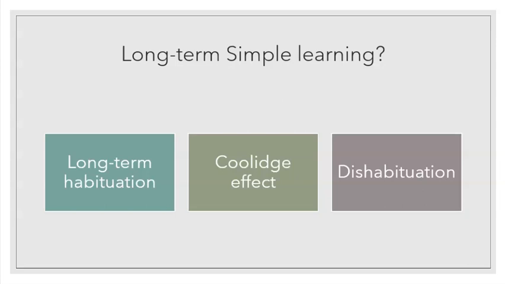Okay? Up next is the Coolidge effect. So the Coolidge effect is really where only a small change is needed in habituation to break it. So long-term habituation can occur, but there are ways to break this habituation, such as the Coolidge effect and also dishabituation. So with the Coolidge effect, it's saying that only small changes are needed to break it.